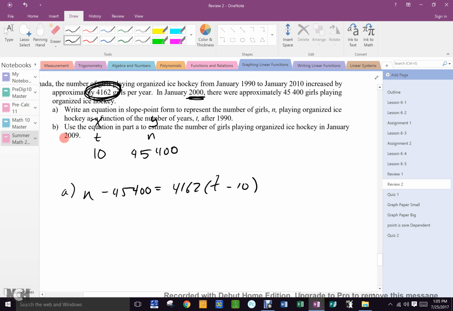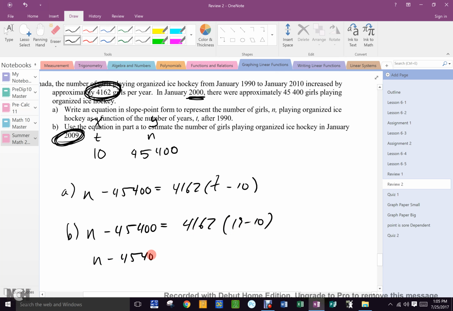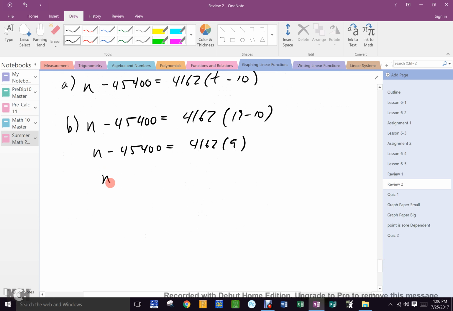Then use that to find the girls playing in 2009. How many years is that past the first year? 19. So what's your X value? 19. N minus 45,400 equals 4,162 times 19 minus 10. N minus 45,400 equals 4,162 times 9. N minus 45,400 equals, I've already done the math, 37,458. Plus 45,400, N equals 82,858.